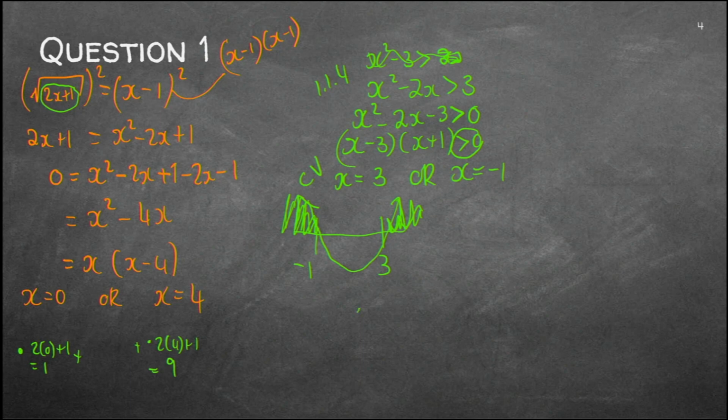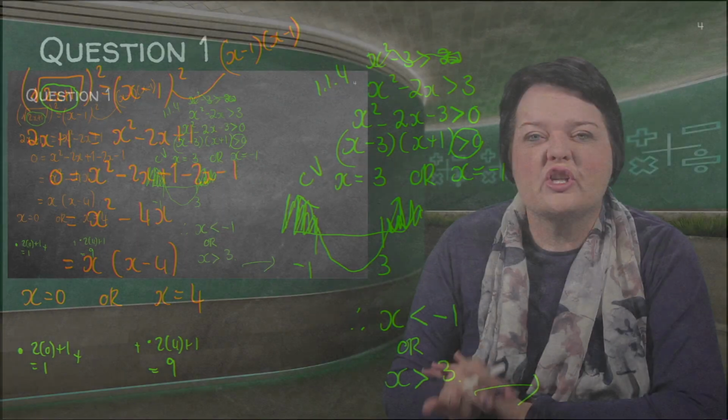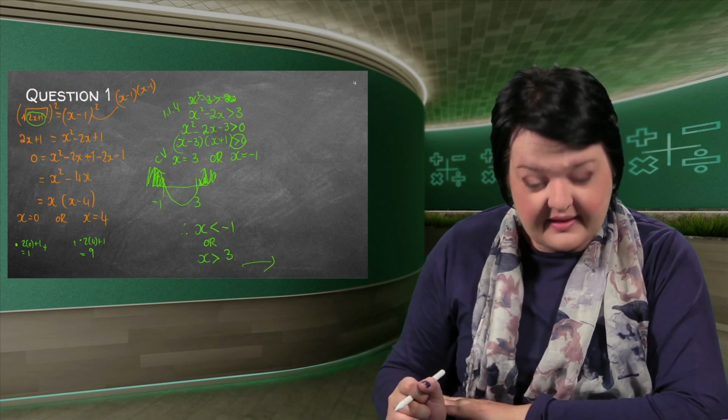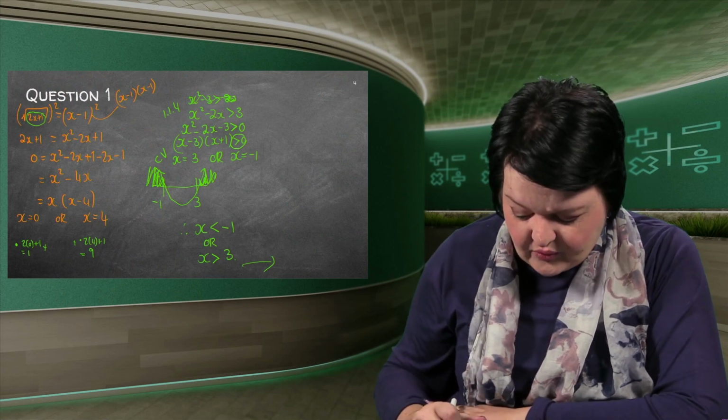So either x should be smaller than negative 1 or x should be larger than 3. Two different answers. Please draw the parabola. It makes it so much easier to actually get the correct answer. Now, let's continue with question 1.